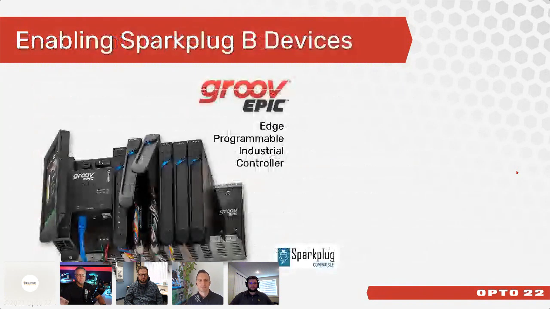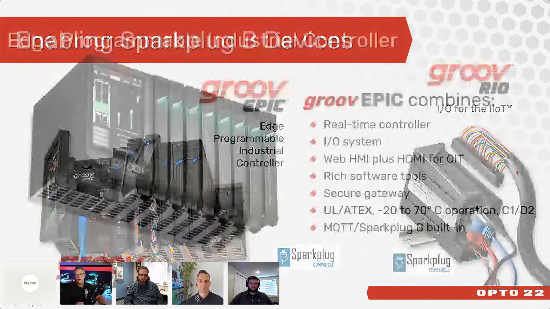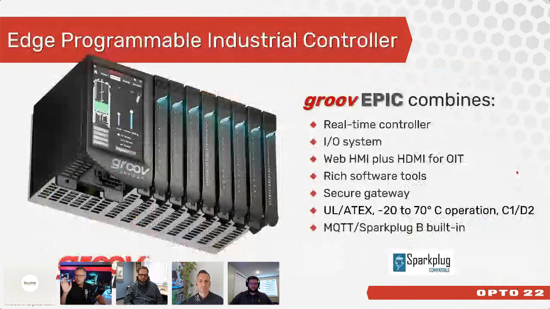Very quickly, it's not a product demo, but a couple of the products used in this particular application were the Groov EPIC, and in some cases our Groov RIO. Very quickly, EPIC is a real-time controller. It's a PLC with all edge gateway features, an I/O system, a built-in HMI. It is Class 1 Div 2, ATEX, -20 to 70. I mean, it's essentially an edge computer that is dressed down like an RTU.